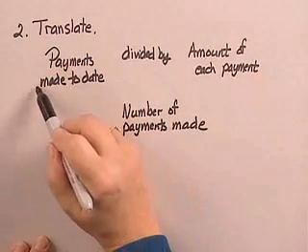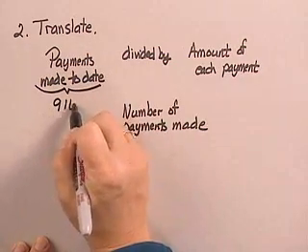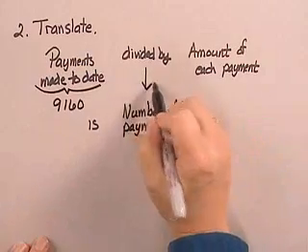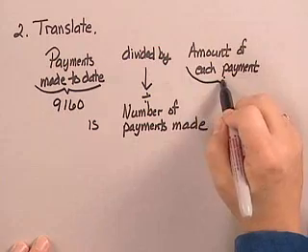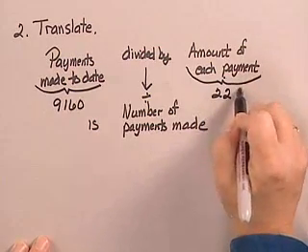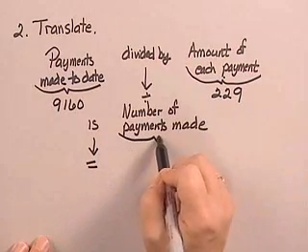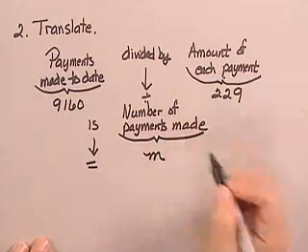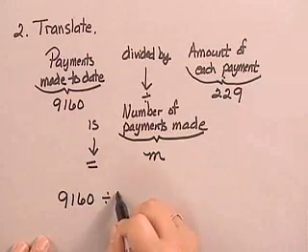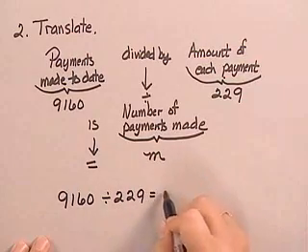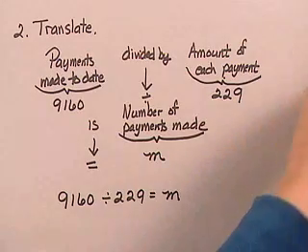So, translating that, the amount of the payments made to date was $9,160 divided by the amount of each payment, which was $229. That equals the number of payments made, which we define to be M. So let me write this out more clearly. 9,160 divided by 229 equals M. We were asked to find the number of payments that remained.